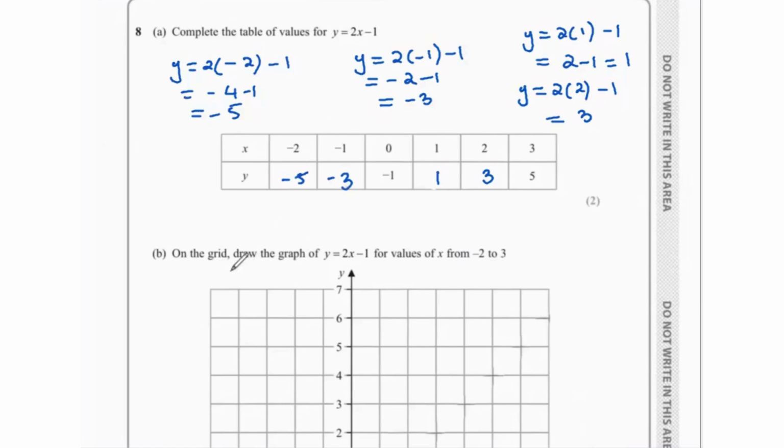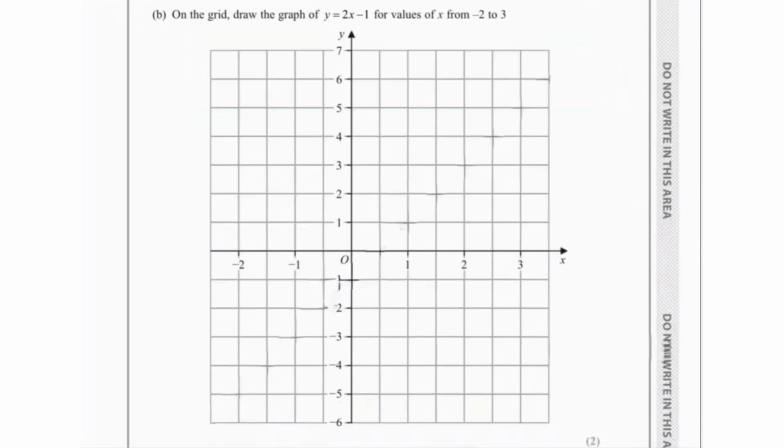Now we'll plot these points on the grid to draw a graph. So first was -2, -5. So that's going to be over here. Then -1, -3, 0, -1, 1, 1, and 2, 3. Once you've plotted the points, you connect them using a ruler with a straight line, and that's your graph.